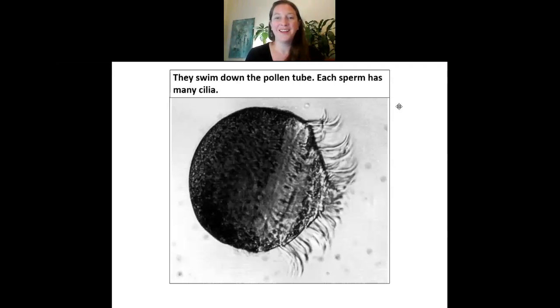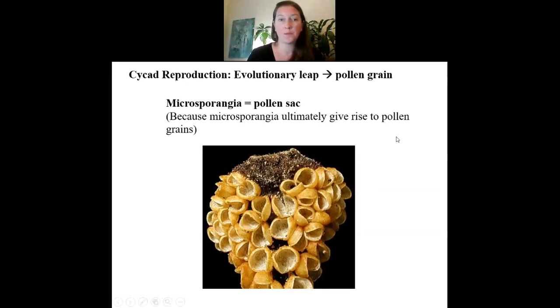Yeah, so they swim down a structure called the pollen tube, which the pollen grain will actually grow itself. Cilia, flagella, it just means hair-like things that move so it can swim. Okay. Pollen grain is kind of a big deal in terms of the evolutionary history of plants, right? Most plants are seed-bearing plants, and most plants bear pollen grains as their male gametophyte plant.